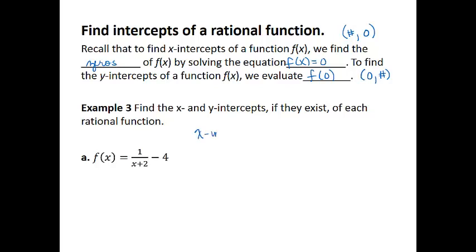To find the x-intercept, we have to set the function equal to 0, right? f of x equals 0 and solve. We have 1 divided by x plus 2, minus 4, equals 0. There are a few ways you can solve this. We can multiply through the LCD in this stage, or we can actually add 4 and then multiply by the LCD, which is equivalent to cross multiplying. So I will add 4 to each side to get 1 divided by x plus 2 equals 4. Then I will multiply each side by the LCD, which is x plus 2.